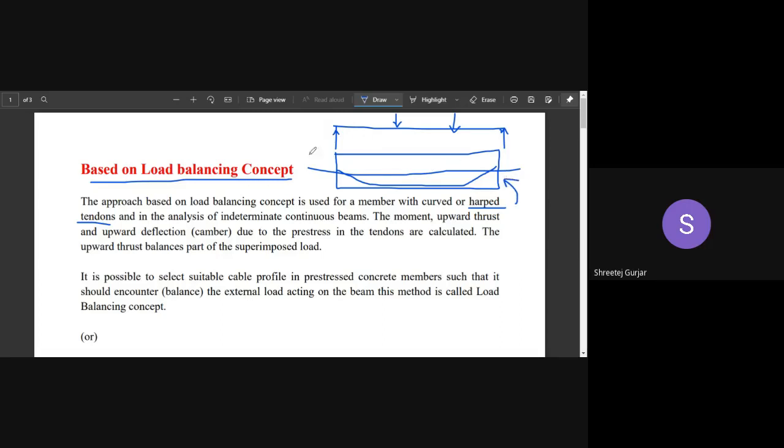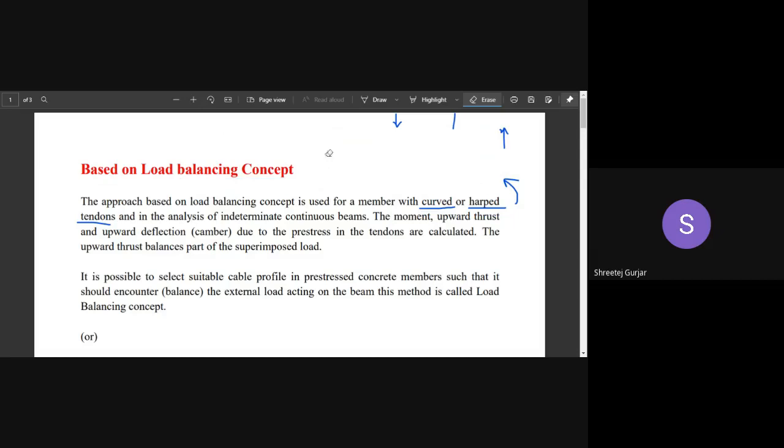So this is a harped tendon, also a triangular profile, right? Like this, which you have. So this is also called a harped tendon, HARPED. And what do you mean by curved? It is a parabolic tendon. Parabolic is a curved tendon. So the loads which are coming will be balanced by this tendon.